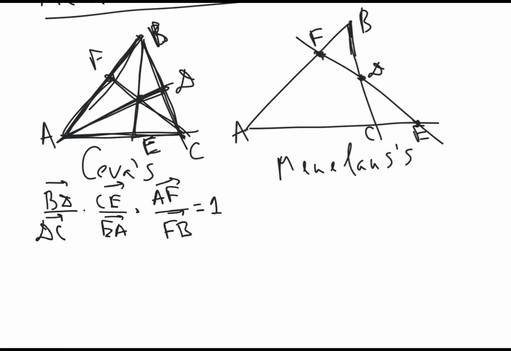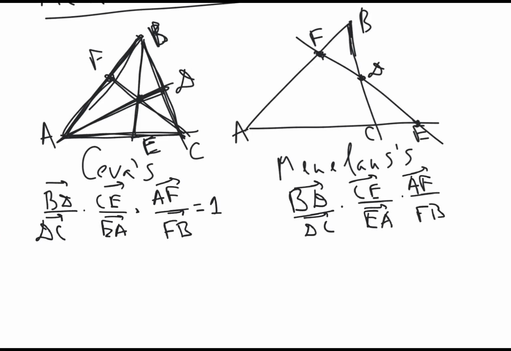And in the case of Menelaus theorem, it is basically the same product of the same ratios, BD over DC multiplied by CE over EA multiplied by AF over FB, equal to -1. So you see the conditions are quite similar. We want to derive Ceva's theorem from the Menelaus theorem.